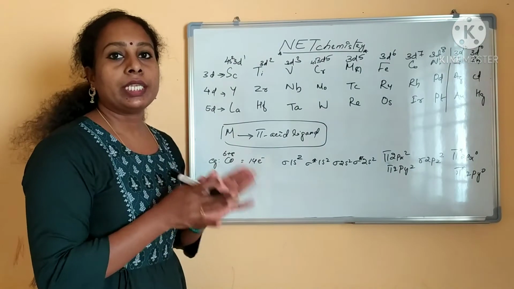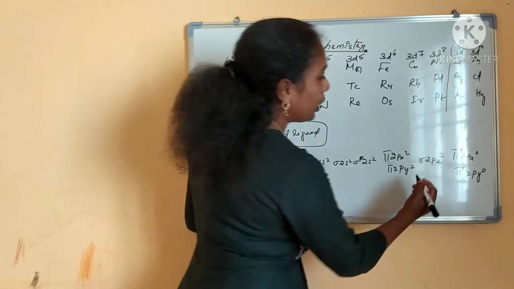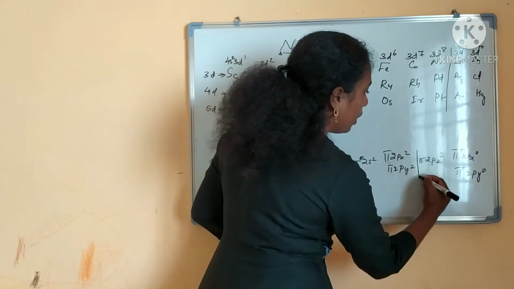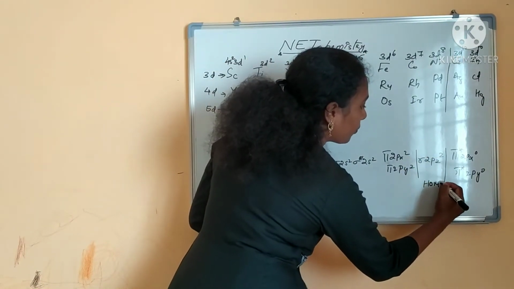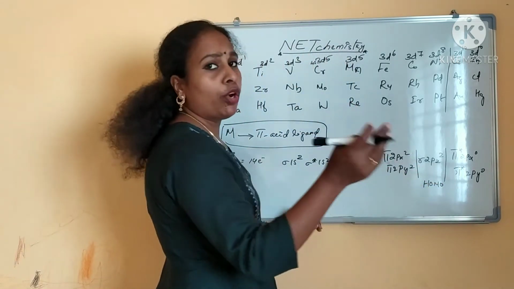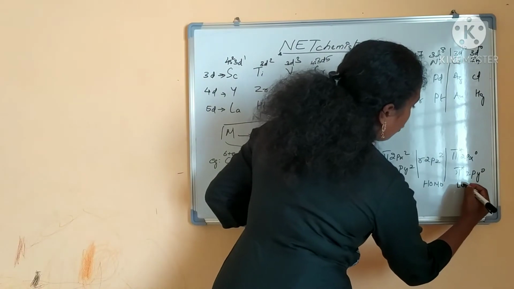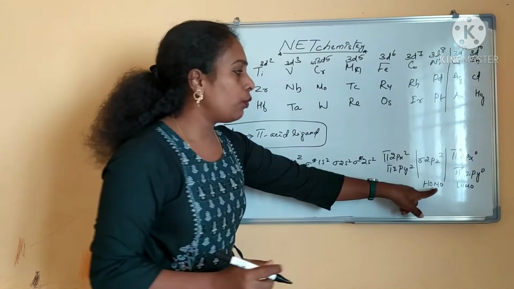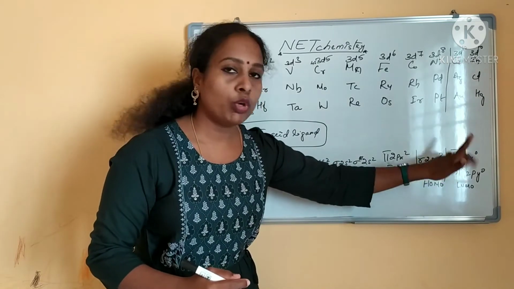What is the HOMO and what is the LUMO of this CO molecule? HOMO is the highest occupied molecular orbital. That is sigma 2pz2, which is the HOMO. And what is the LUMO? Lowest unoccupied molecular orbital, that is pi star. This is the LUMO. Okay, this is very important: the HOMO of carbonyl, the pi acid ligand, and the LUMO of carbonyl.